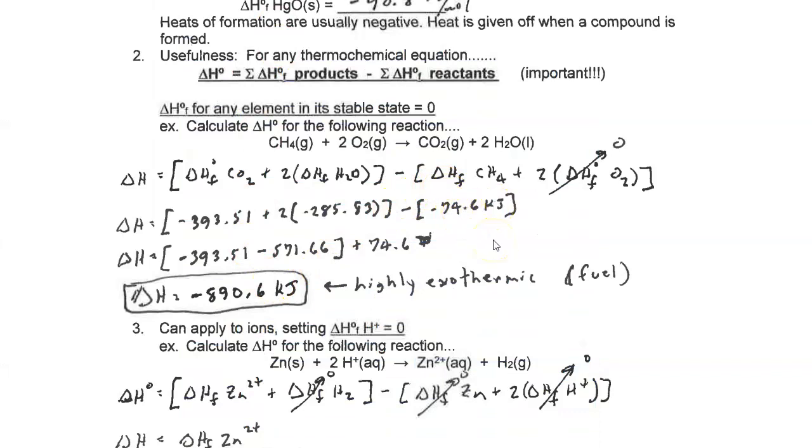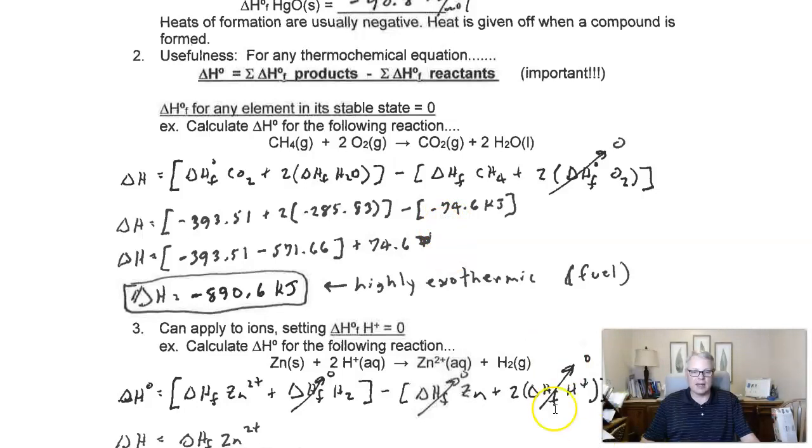So now at this point, it's just math. You've got to be real careful with your pluses and minuses here. You miss one little negative sign, the whole thing goes haywire. But it's just adding and subtracting and multiplying. So 2 times negative 285.83 is negative 571.66. Negative 393.51 minus 571.66. Plus 74.6, because when you subtract off a negative, it's the same thing as adding the positive. So you add all that up, and you come up with negative 890.6 kilojoules. And that's delta H for this reaction. So that was a lot easier than Hess's law, wasn't it?